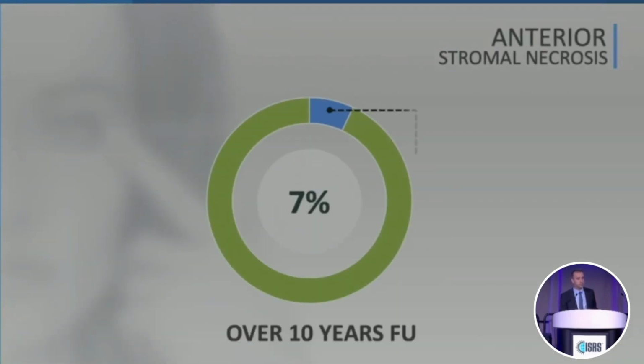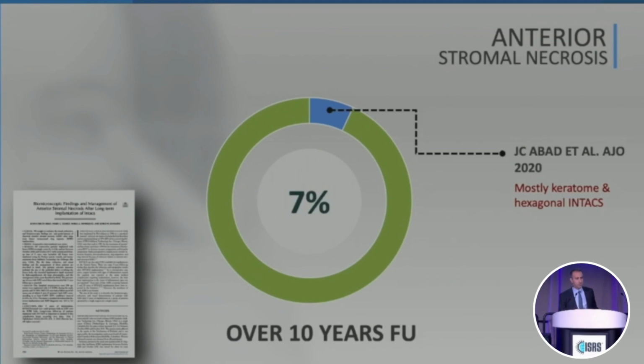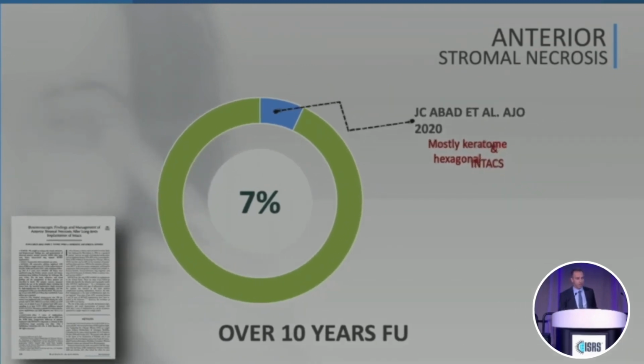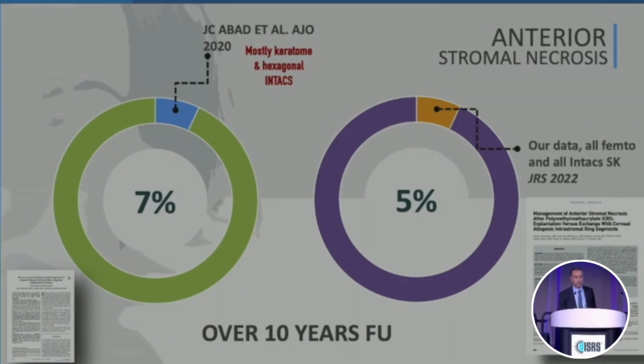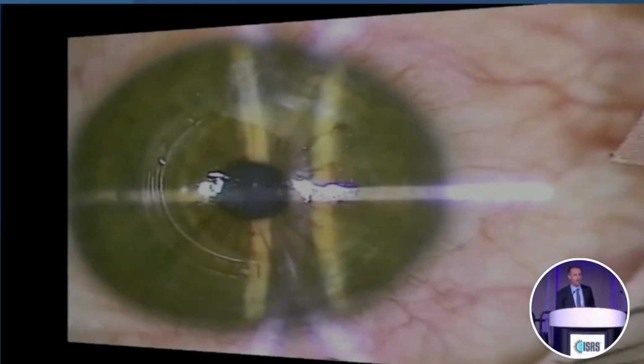What's the percentage of anterior stromal necrosis? 7% if you're using a microkeratome, published by the late J.C. Awwad. We thought we were going to get better if we use femtosecond laser, and we published it in JRS, it's only 5%, so not much difference. So it can happen in otherwise perfect surgery.